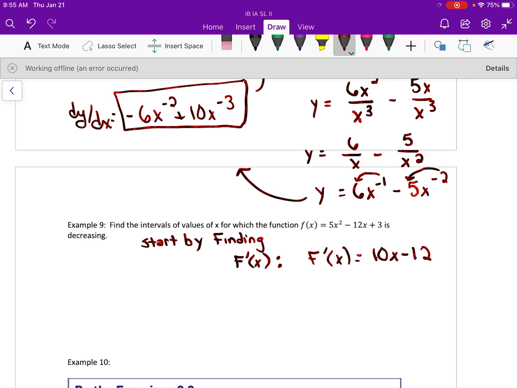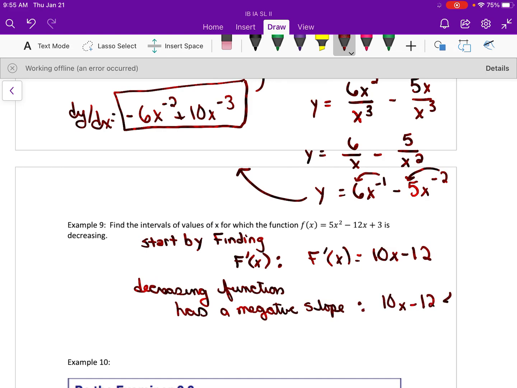All right, so a decreasing function has a negative slope, or it is where the derivative will be less than 0. It'll be under the axis. Remember how we talked about that? So you can just say 10x minus 12 is less than 0. So 10x is less than 12 and x is less than 1.2. So anytime you want to know where a function is decreasing, it's where the derivative is less than 0, or under the axis.